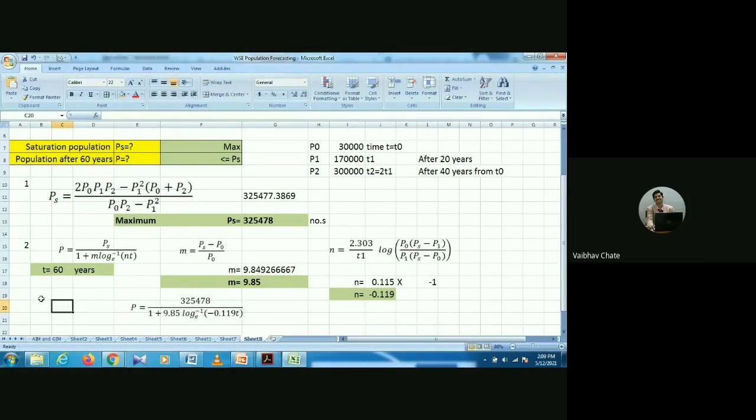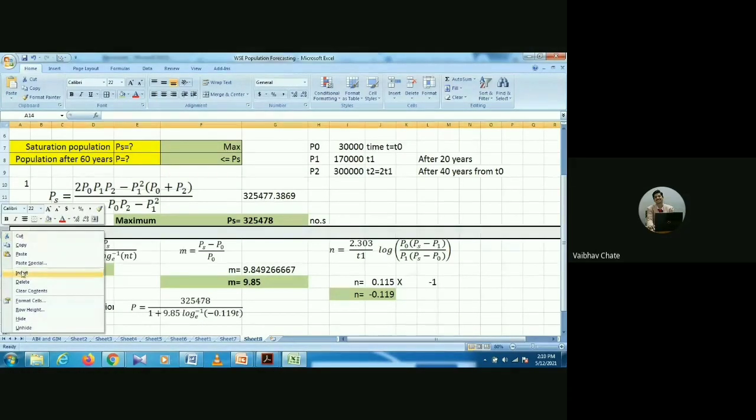The whole equation is in terms of t. Just merge these cells. Logistic, given, will be p is equal to this much. Now, those who would like to take the screenshot till this particular step, you are free to do that. Okay, so I don't mind.